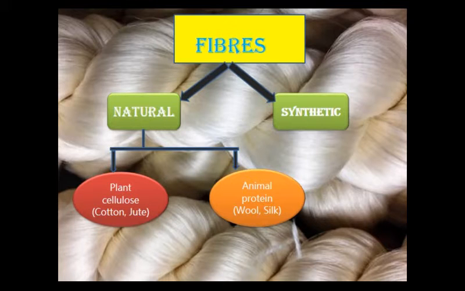Natural fibers are again divided into two types: fibers which are obtained from plants, like cotton and jute, and fibers which are obtained from animals, like wool and silk. So in this chapter, we will study about wool and silk.